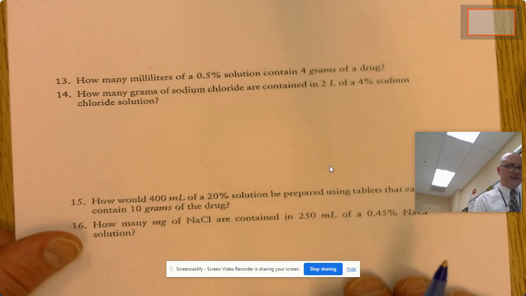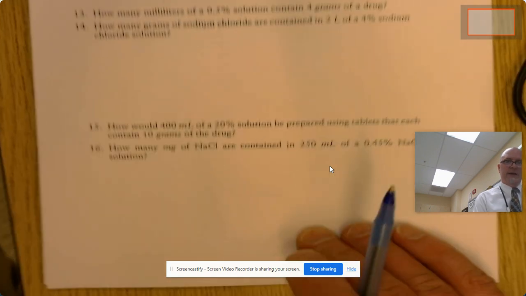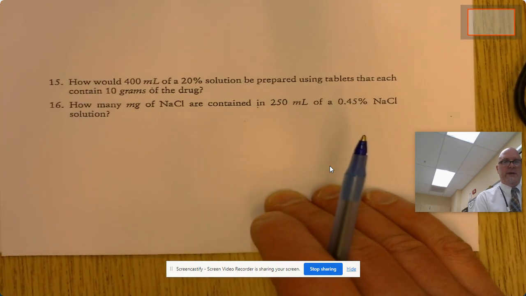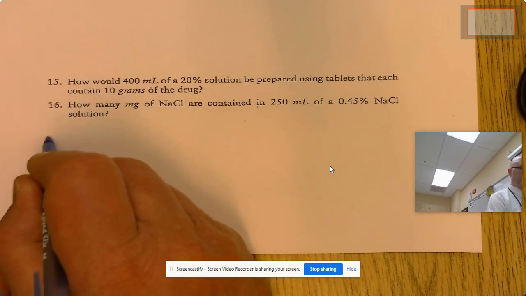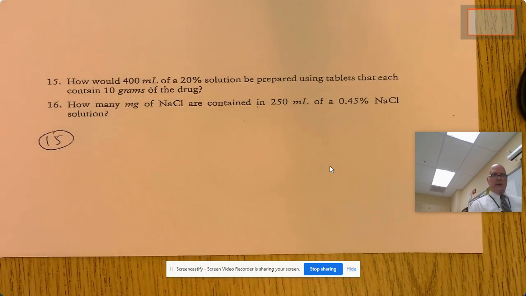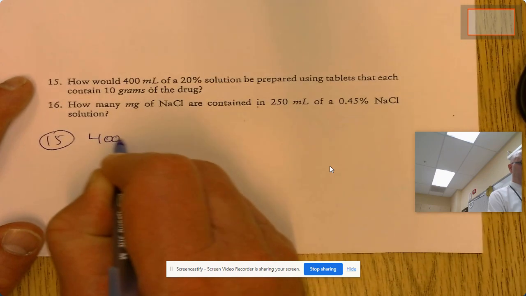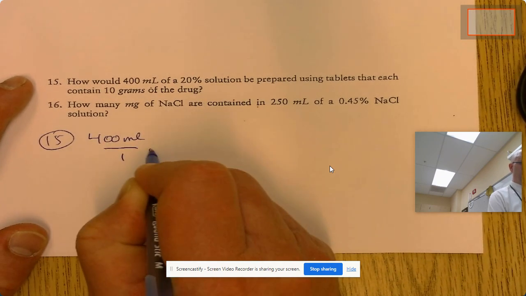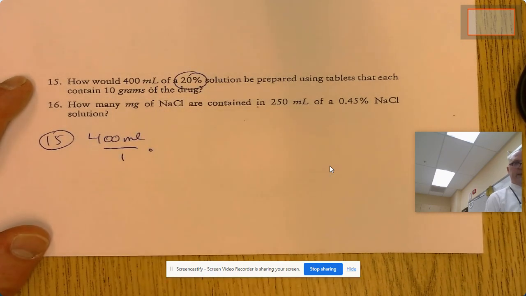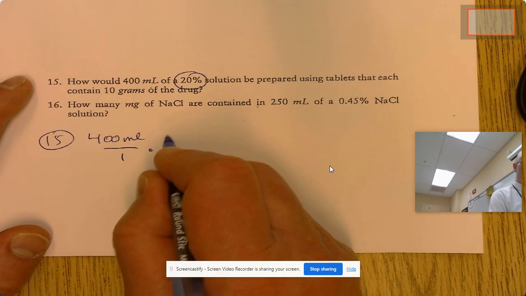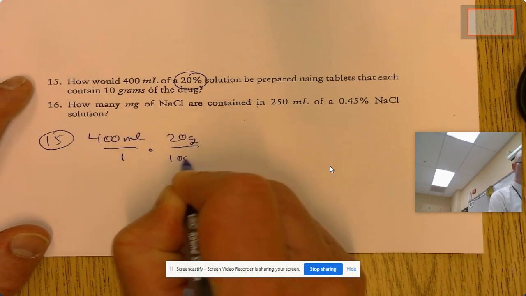Okay, I am going to go back on my word and I am going to talk about one of the questions on the back side, which frustrated a lot of people. And so I think it's helpful to make sure we do number 15. Okay, so number 15 is a trick question in some ways. Here is the start. I have 400 mLs over 1. I have a 20% solution, which means I have 20 grams over 100 mLs.